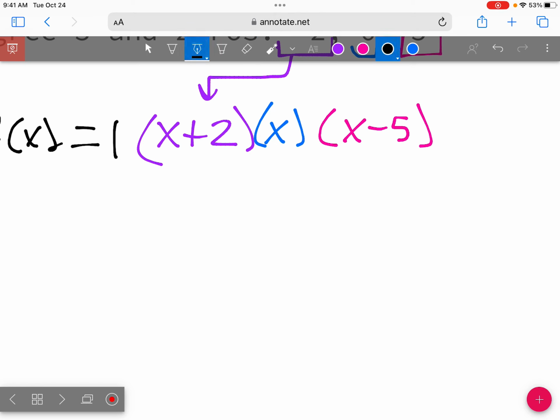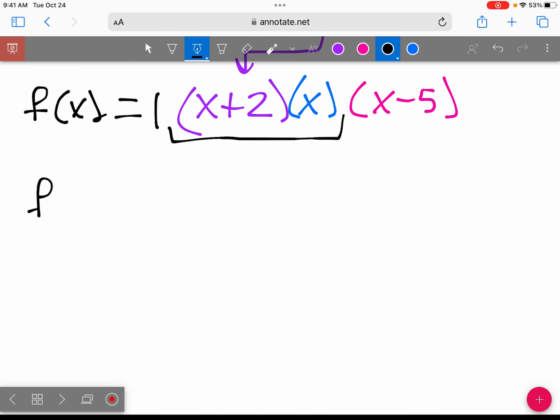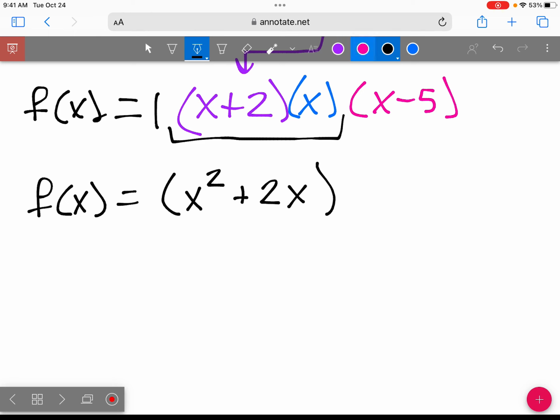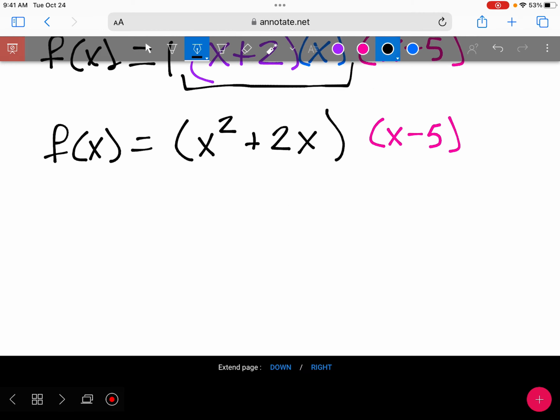We're going to pick pairs and multiply. It's easiest to do things in pairs. It doesn't matter which ones we do. I'll just multiply these guys first. So f of x is x squared plus 2x times x minus 5. That one's easy peasy because it was a monomial times our binomial. Oh snap, throwing some old vocab at you. You can do this with distribution. You could box it however you want to.